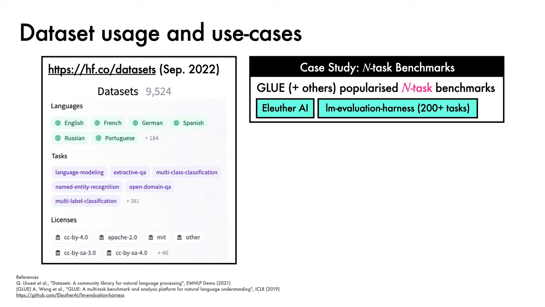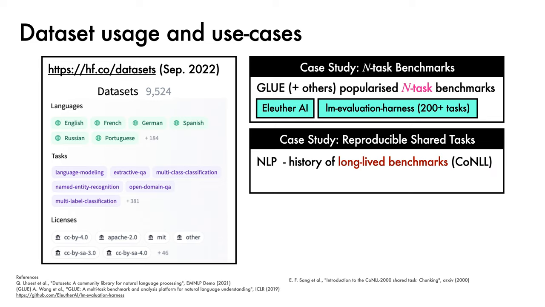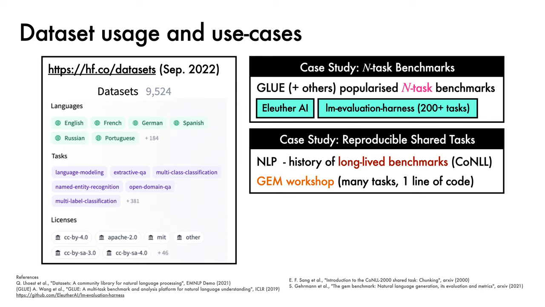A second case study relates to reproducible shared tasks. NLP has a history of long-lived benchmarks, with the CoNLL shared tasks still seeing usage 2 decades after their introduction. As an example application, the GEM workshop for natural language generation systems used the library to simplify the process of providing an interface for datasets spanning a wide range of formats and scales in such a way that the datasets for the shared tasks could be accessed with a single line of code.